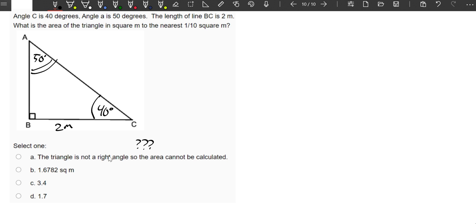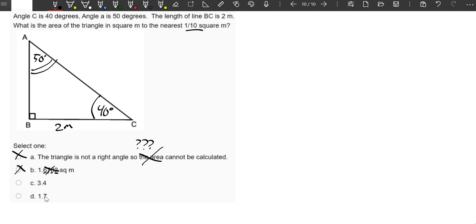Choice A, the triangle is not a right angle, so the area cannot be calculated. Nonsense. Of course you can calculate areas. You just need to try a little bit harder. But while we're looking at choices, nearest tenth of a square meter, and this one goes on to the 10th, 100th, 1000th, 10,000th. No way. It's not going to be A, it's not going to be B. It'll be either 3.4 or 1.7. We will find our answer.